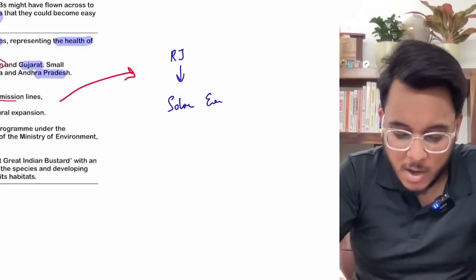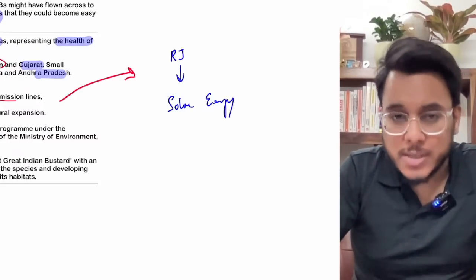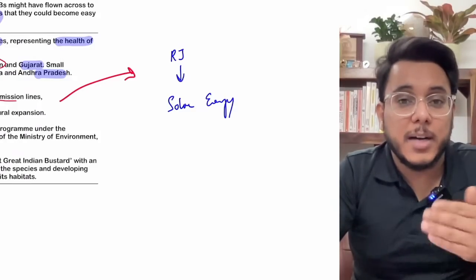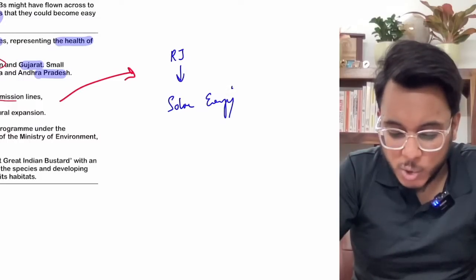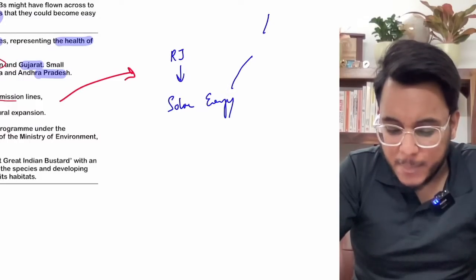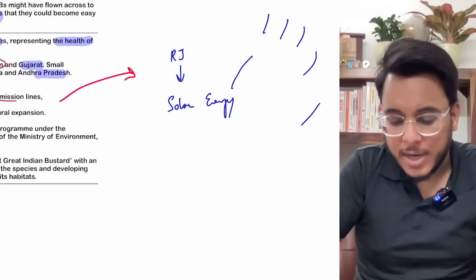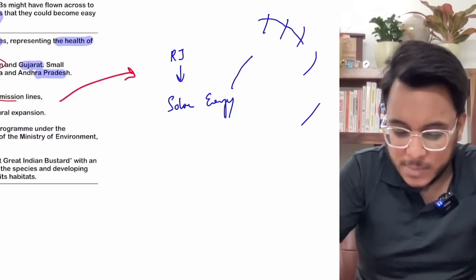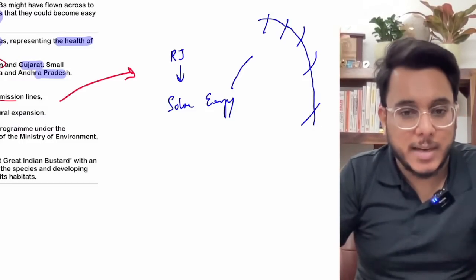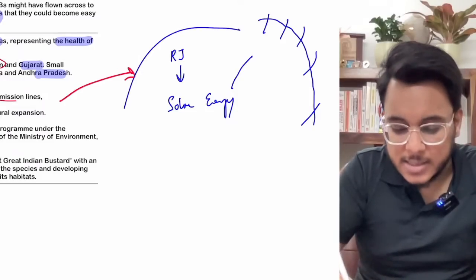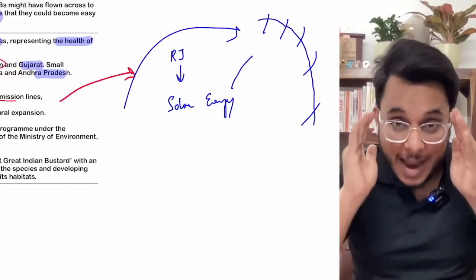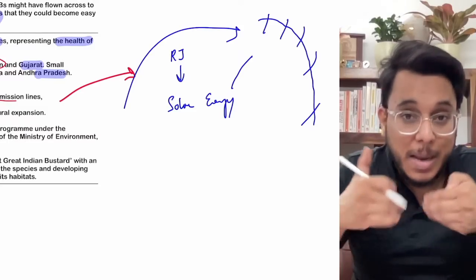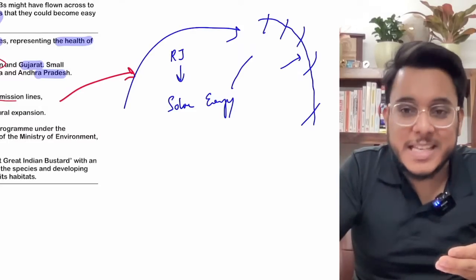Rajasthan is trying to tap solar energy because it has more than 220 days of good sunshine available. For solar energy, Rajasthan is deploying solar power transmission lines. As these transmission lines are being deployed throughout Rajasthan, the great Indian bustards are having a problem because they have very poor frontal vision, and many times they are not able to see these wires.